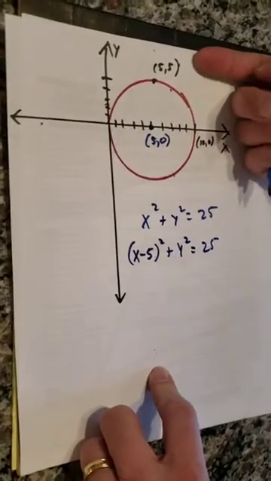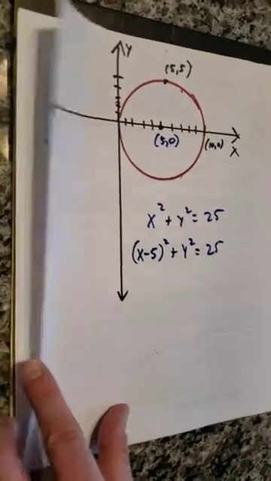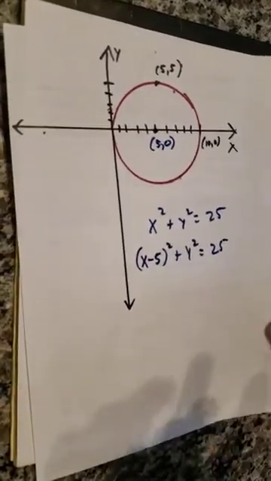If we move up, we're going to subtract from y. And if we move down, we're going to add to y. Those are equations for circles.